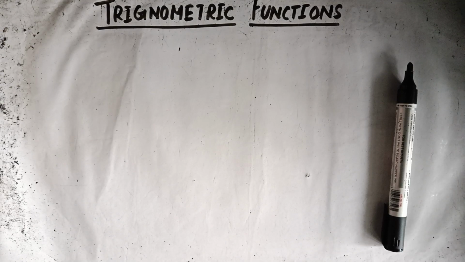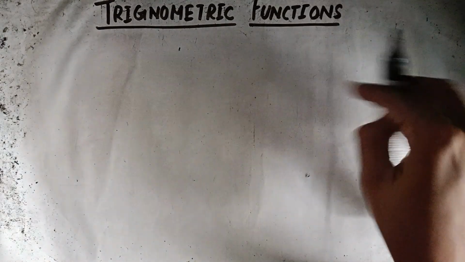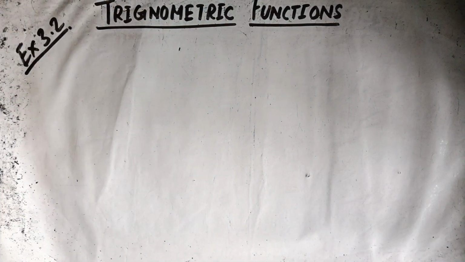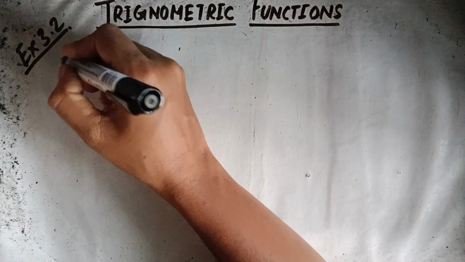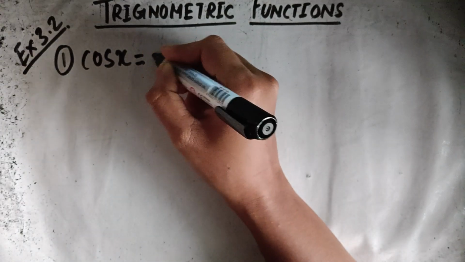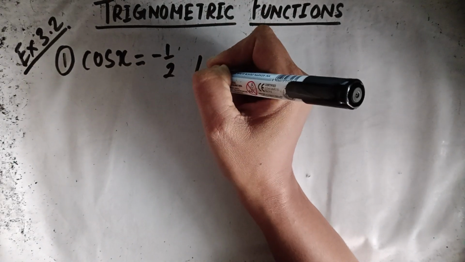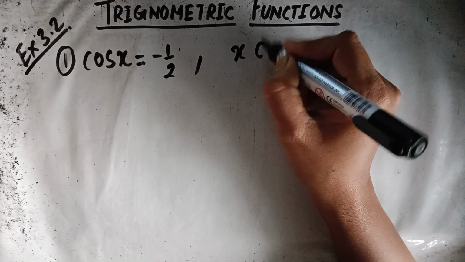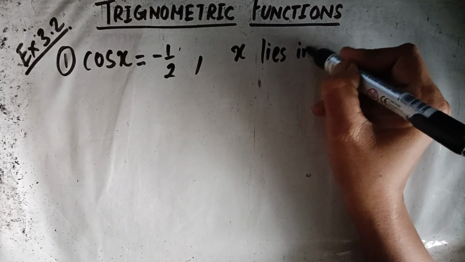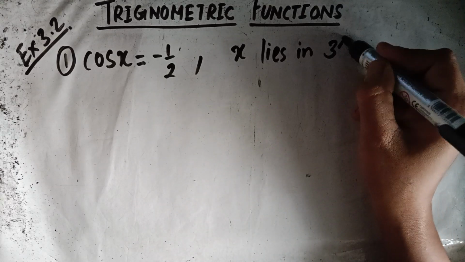Hello students. So today we are going to do exercise 3.2. Okay. So first question, you have to find the values of other 5 trigonometric functions in exercises 1 to 5. So first question is cos of x is equal to minus half and x lies in third quadrant. Okay.